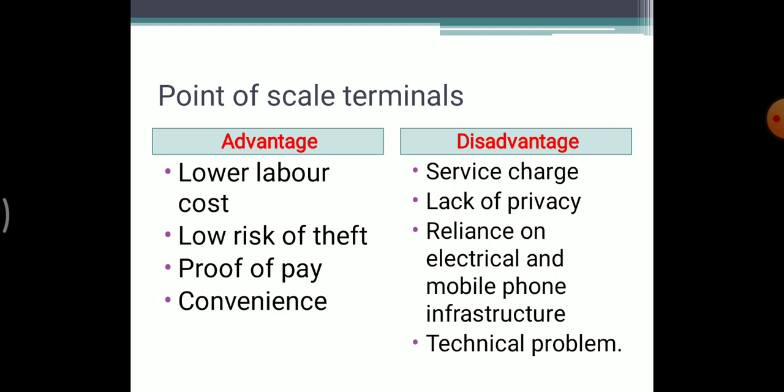And the second one is low risk of theft. Cash is much easier to steal, and since point of sale terminal payments go directly to the bank account, they have a lower risk of theft than cash. And there is proof of payment, as it automatically creates a record of payment, which can help to avoid disputes. And convenience: the facility reduces the friction in accepting payment.